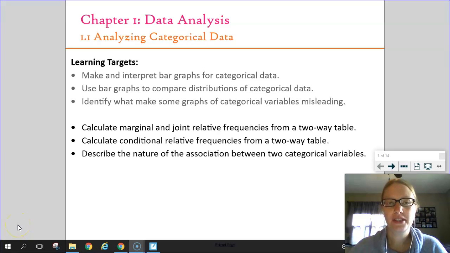Hi everyone, this is your second of two videos from section 1.1, Analyzing Categorical Data. Make sure to title your notes with that section and list the three learning targets from this video. Calculate marginal and joint relative frequencies from a two-way table, calculate conditional relative frequencies from a two-way table, and describe the nature of the association between two categorical variables. Pause here to get your notes set up before moving on to the next slide.